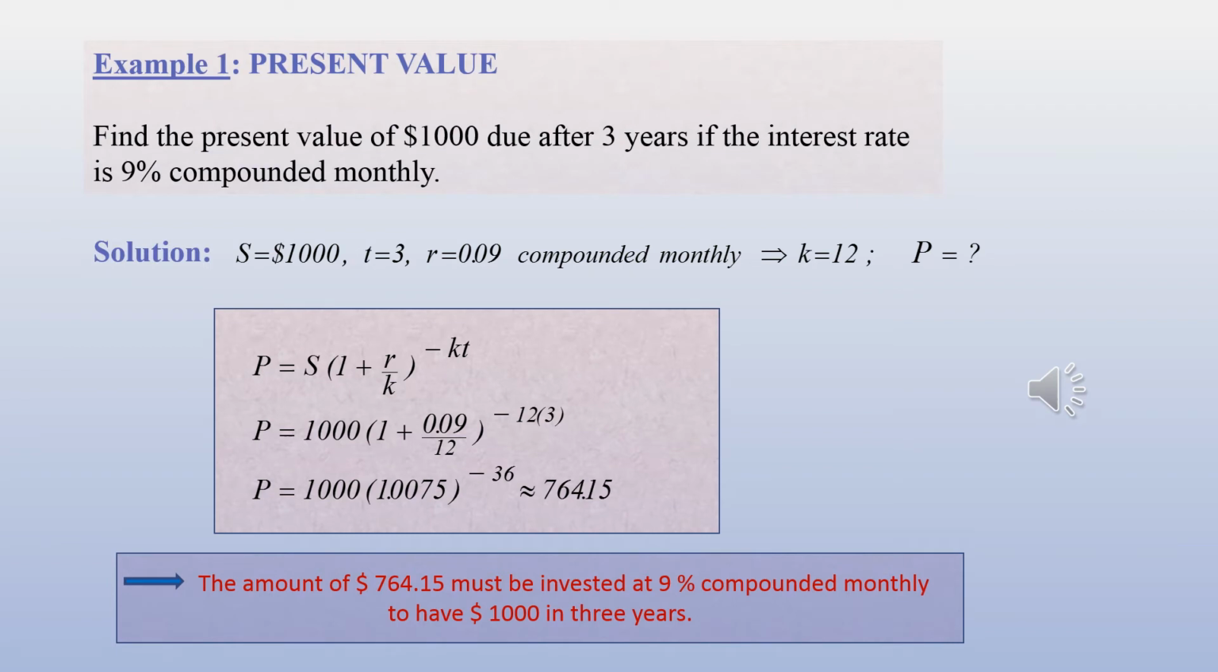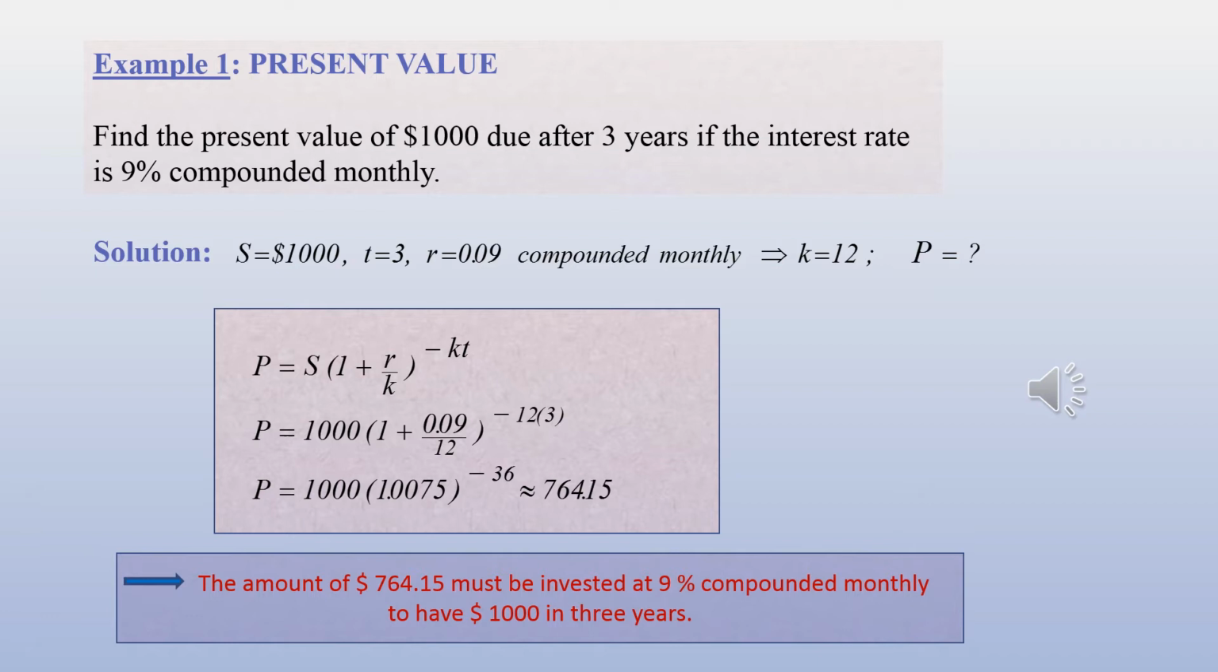Example 1. Present value. Find the present value of $1,000 due after 3 years if the interest rate is 9% compounded monthly. From the problem, we get the information of the future value that is due after 3 years, which is $1,000. So it means S equal to 1,000. After 3 years, meaning T equal to 3, and the interest rate of 9% means R equal to 0.09, compounded monthly, K equal to 12. So the question here: find the present value.